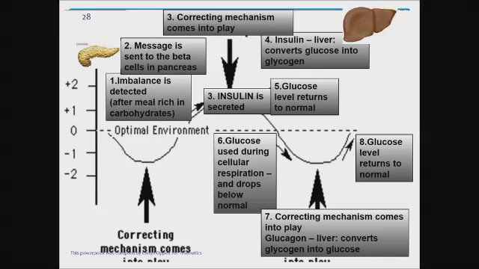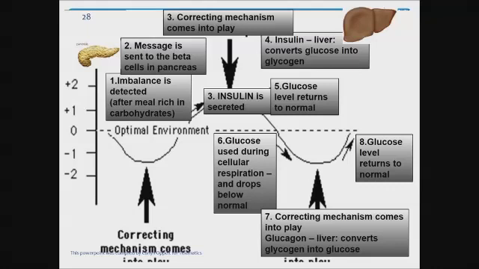glucagon, the other hormone that must be secreted, and the correcting mechanism is that glucagon goes to the liver, takes that glycogen there because there's no sugar that is stored, and converts it back into glucose. Glucose is then added to the blood, and the blood sugar level returns back to normal. The optimal concentration. So the negative feedback is here between insulin and glucagon.